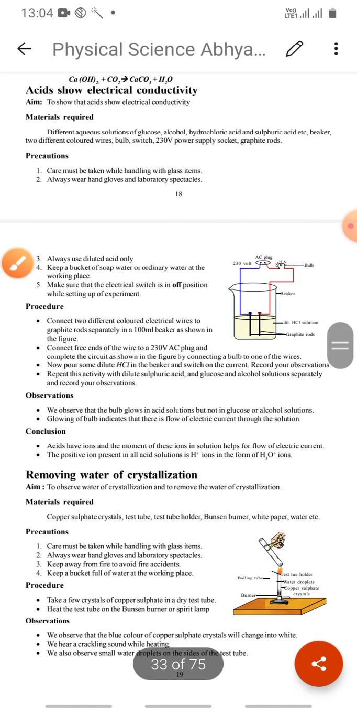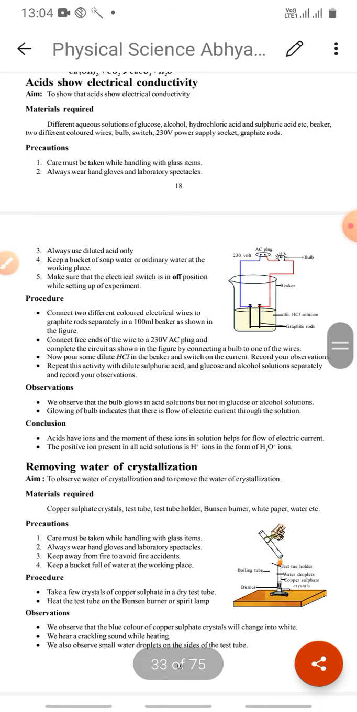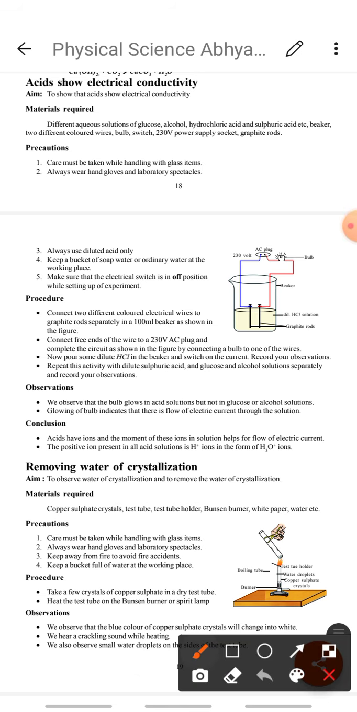Now the topic is acids show electrical conductivity. The materials required are different aqueous solutions of glucose, alcohol, hydrochloric acid, sulfuric acid, a beaker, 2 differently colored wires, bulb, switch, 230 volt power supply socket, and graphite rods.